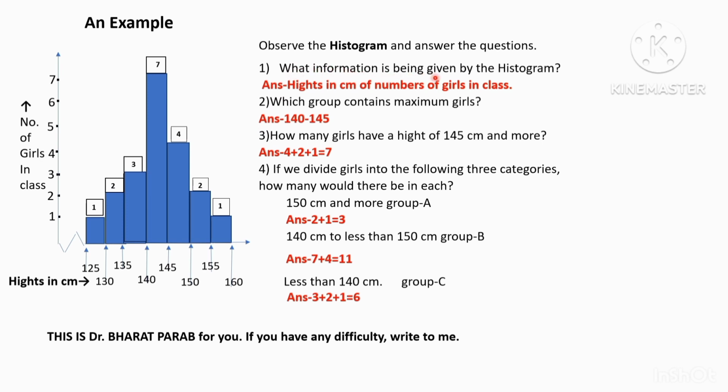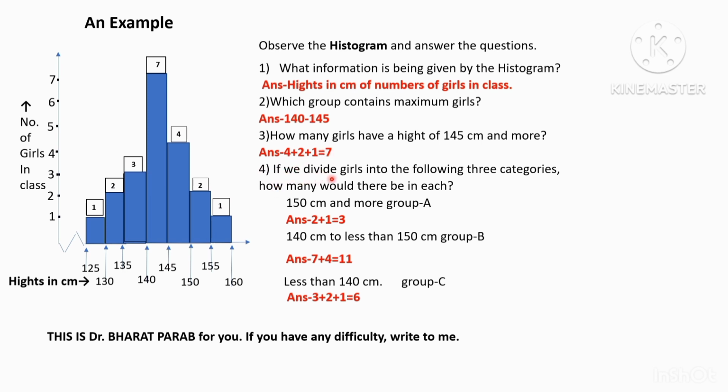We are going ahead. What information is given by the histogram? That is the heights in centimeters and the number of students in the class. How many girls have a particular height in this group? That information is given by this. Second question is, which group contains maximum girls? Okay, 140 to 145, 7 girls. How many girls have a height of 145 and more? See, 145 and more: 4 plus 2 plus 1.